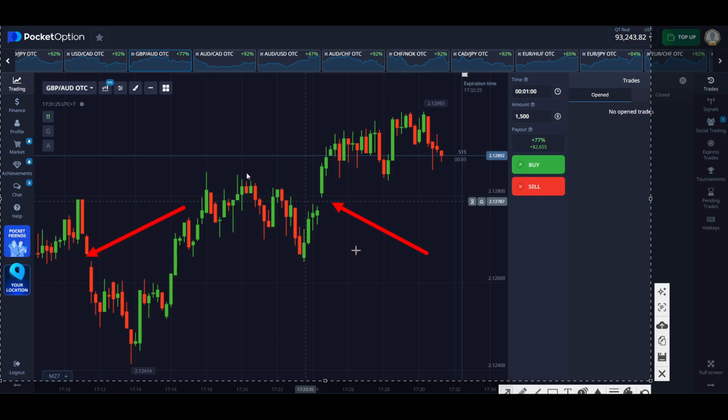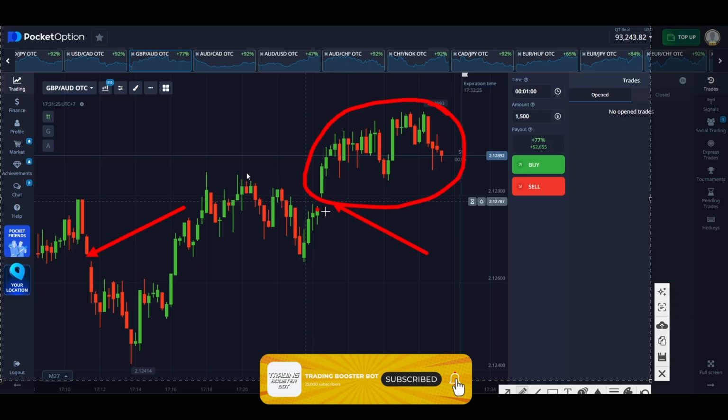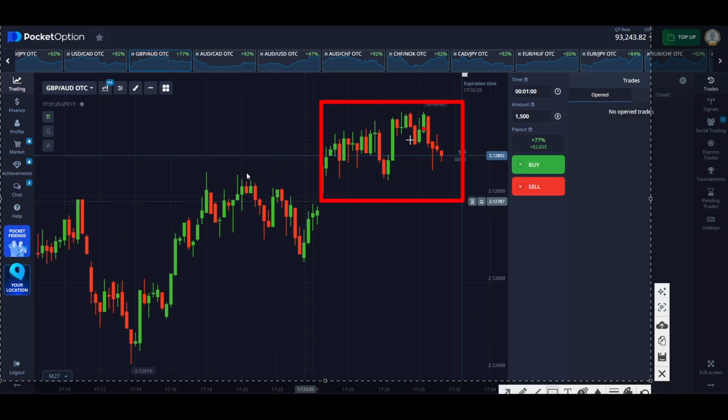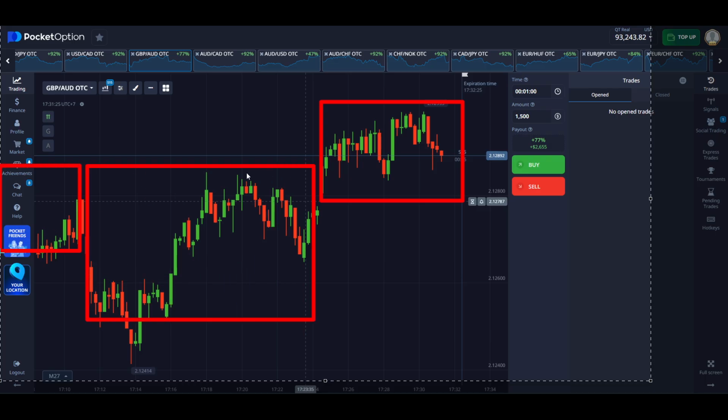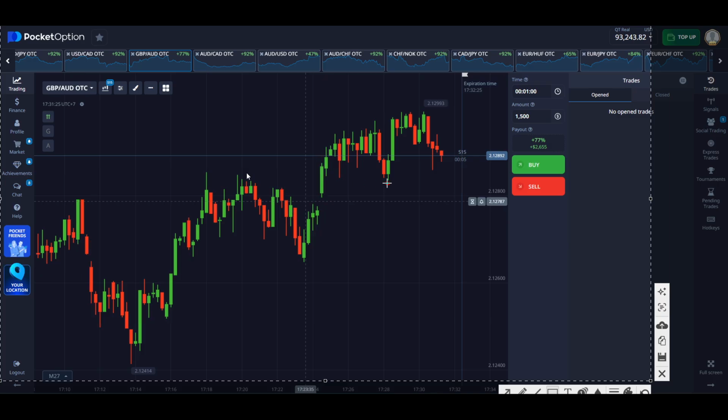So, at this moment, the pattern on OTC changes, since OTC is made up of patterns. And accordingly, we can understand that this is one chart, then we have a second chart after that. This whole area, we can mark it like this. And right here, there was another pattern. So, OTC is constantly changing its patterns, and accordingly, BoosterBot reads them perfectly.